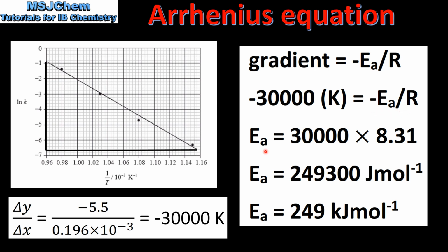If we rearrange the equation, we get Ea, activation energy, is equal to 30,000 times the universal gas constant, which is 8.31. That gives us the activation energy in joules per mole. If we divide this answer by 1,000, we get an activation energy of 249 kilojoules per mole.